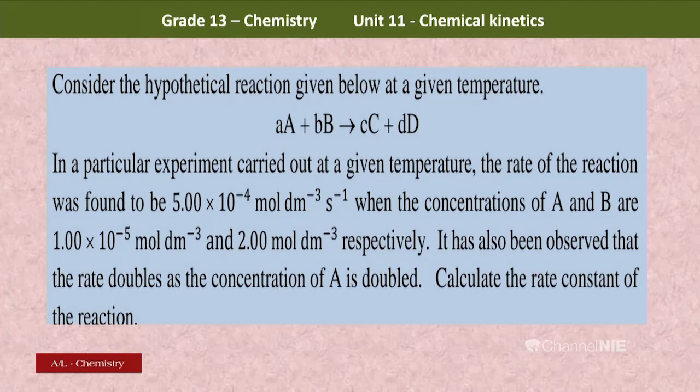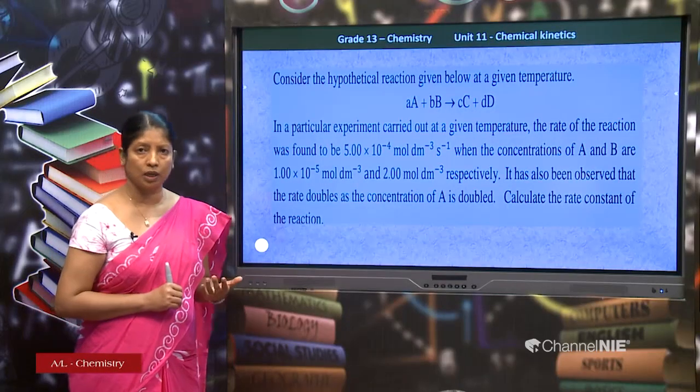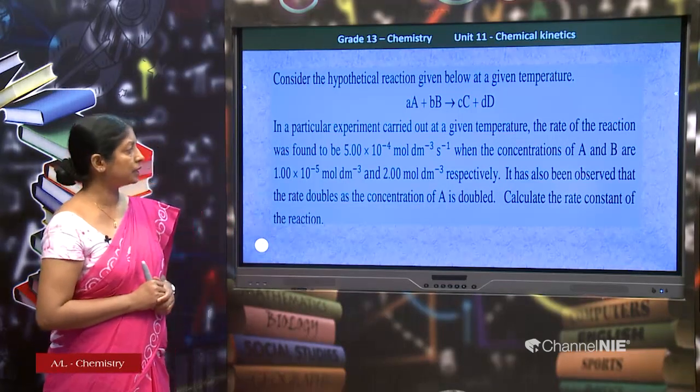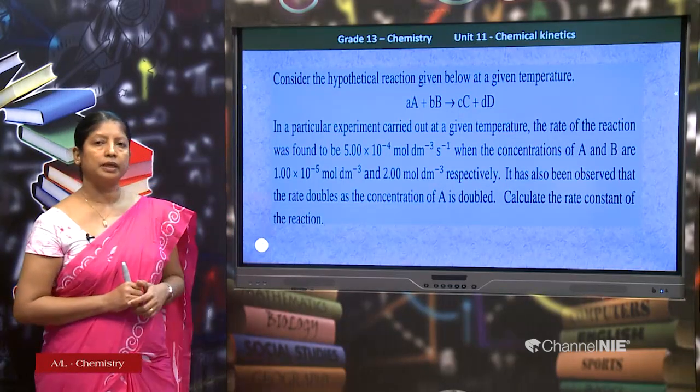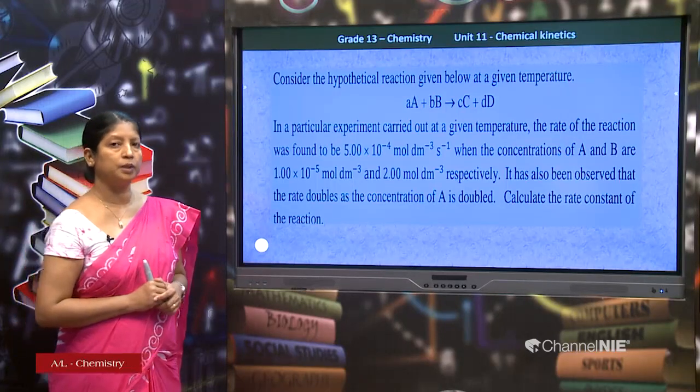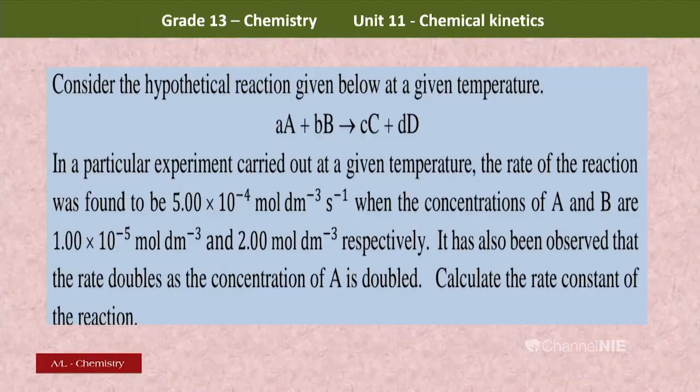But they have mentioned a sentence, go through this sentence. It has also been observed that the rate doubles as the concentration of A is doubled. What can we conclude from that? That means when we double the concentration of A, the reaction rate also doubles. When we increase the concentration of A by 2 times, the reaction rate also increases by 2 times. From that we can calculate the order with respect to A. It should be 1, then only it will double.